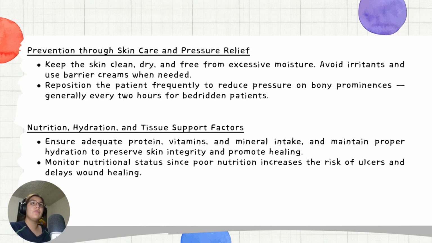Also, reposition the patient frequently to reduce pressure on bony prominences, generally every 2 hours for bedridden patients. So usually or frequently, the nurses for each turn have to do at least two position changes.